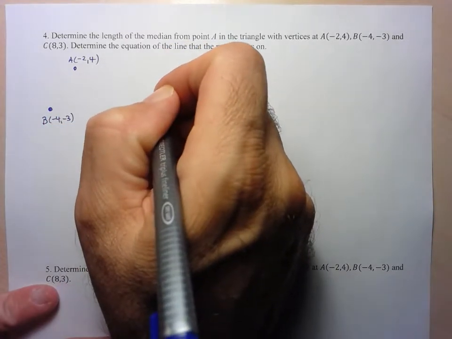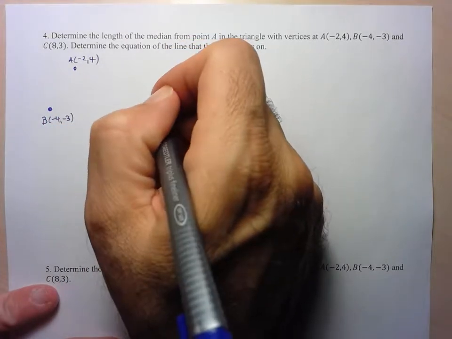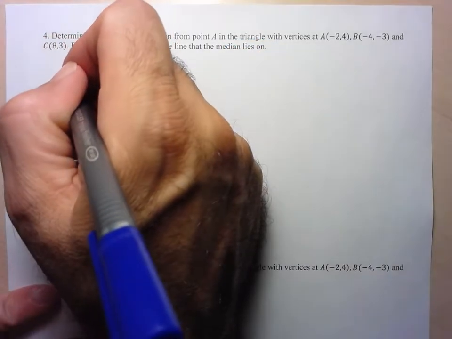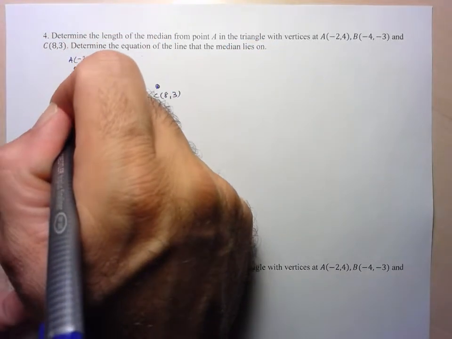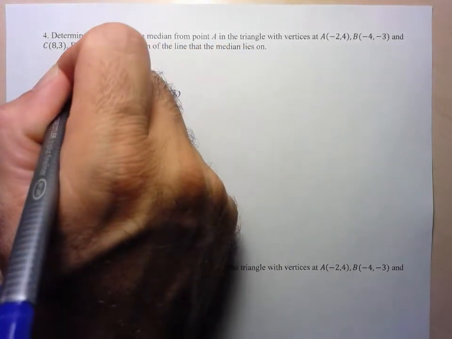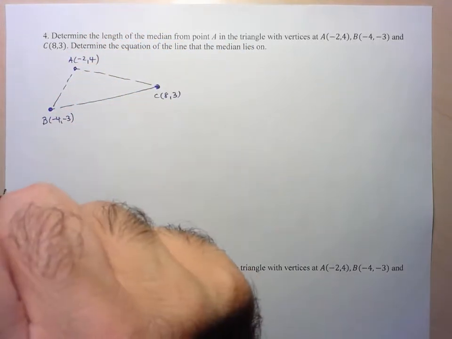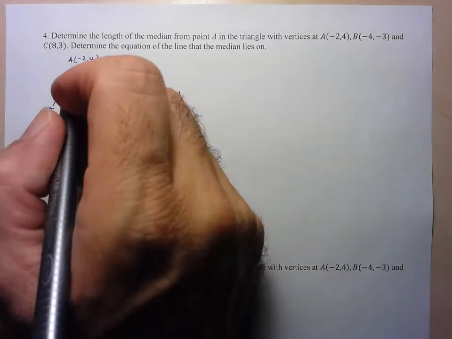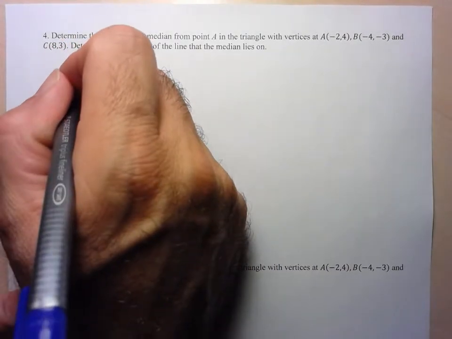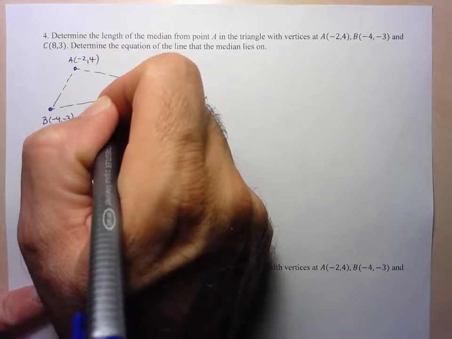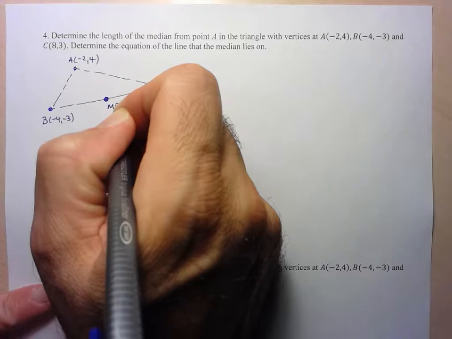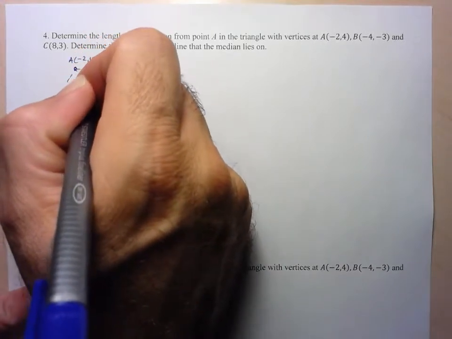Okay, so I'll just draw it here. Again, I don't make too much of an effort to be accurate, as I'm just going to use it as a guide. Here we have our triangle formed by these three vertices. What I'm looking for is the median from point A. The median is going to be from this vertex to the midpoint, which we'll call the midpoint of BC. And this is what I'm looking for.